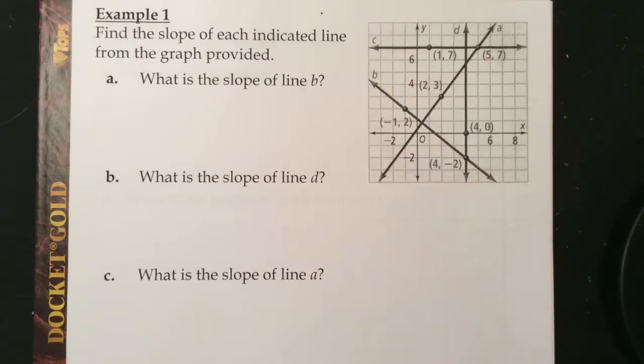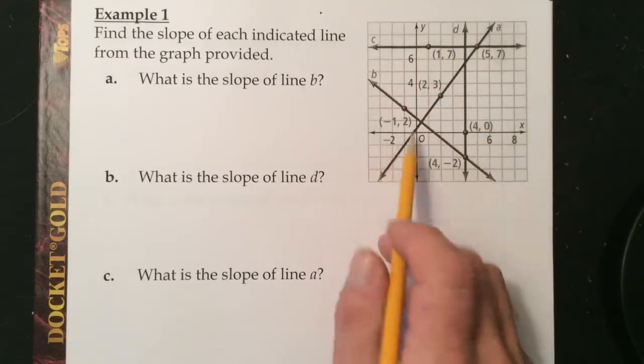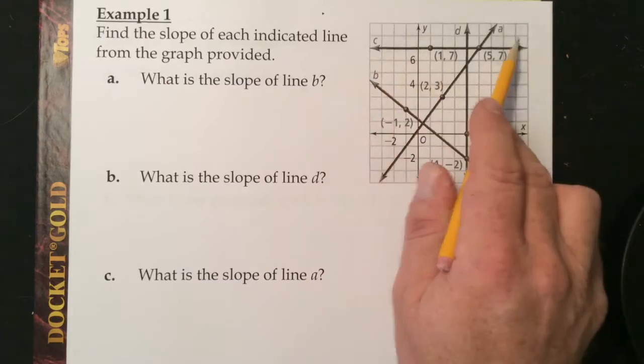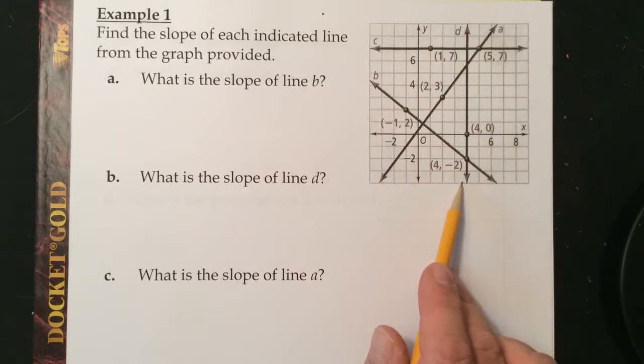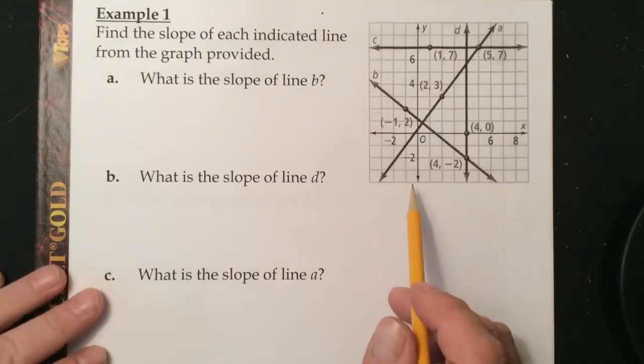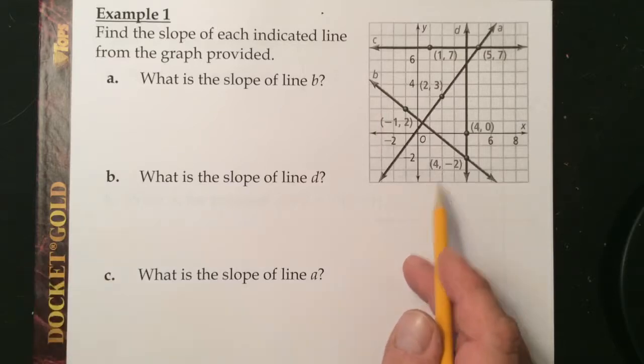Example 1. In this example, you will find the slope of several given lines graphed on the coordinate plane. Here we have the x and y axes, and we have line A, line B, line C, and line D. They've also provided ordered pairs for some of the points on the lines. Find the slope of each indicated line from the graph provided. A. What is the slope of line B?